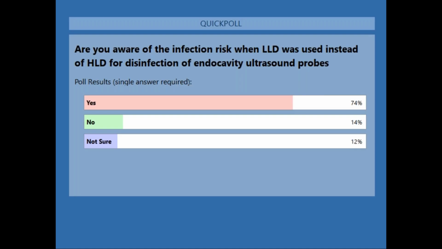Good, excellent. Thank you for sharing your results with us. And I see roughly three-quarters of you are aware of the infection risk when low-level disinfection is used instead of high-level disinfection for the disinfection of endocavity ultrasound probes. And then about 25% of you are either no or not sure. Again, this is an area that we're going to cover in some detail in just a few moments.